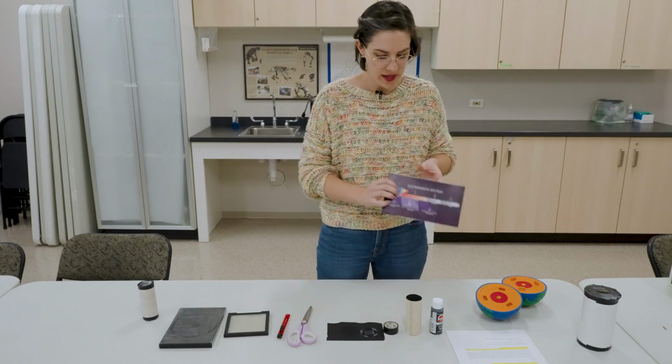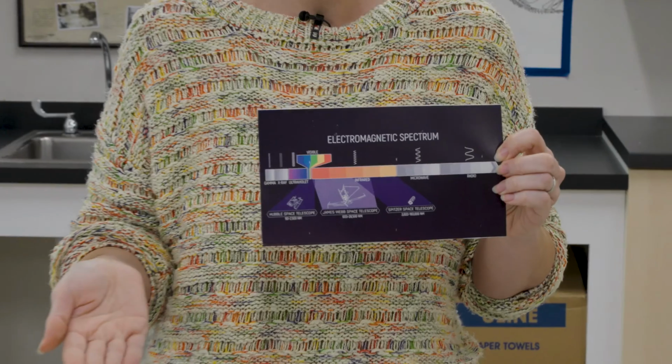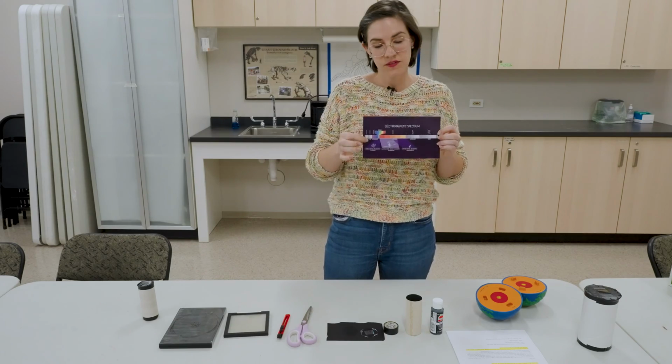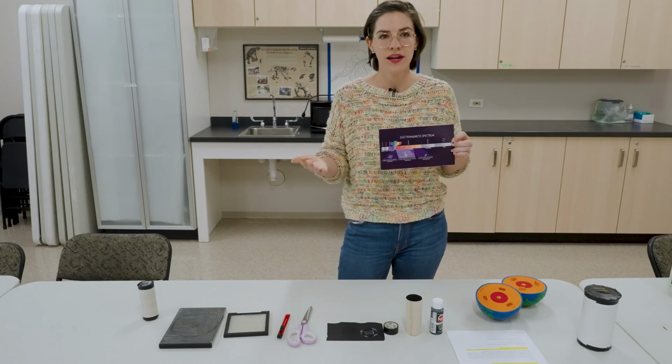Now, I have a cool activity craft for us today, and that is actually to make your own spectroscope. So you can break down those different light waves, and just like looking at the stars, by breaking it down into its individual components, it can tell us a lot about that particular light source.